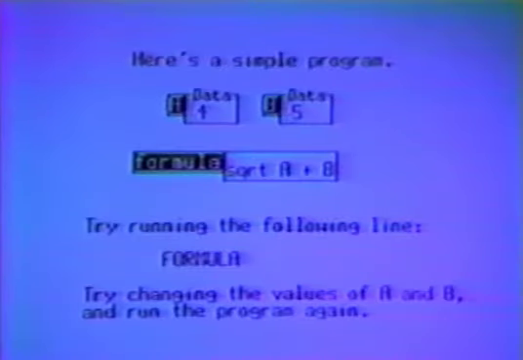Here we have two numbers called A and B and a formula that computes the square root of A plus B. If we run the command formula, Boxer shows us the value returned. Here A is 4 and B is 5, so the answer is 3. We can change the value of A and B and run the program again. Let's change A to 10 and B to 20.